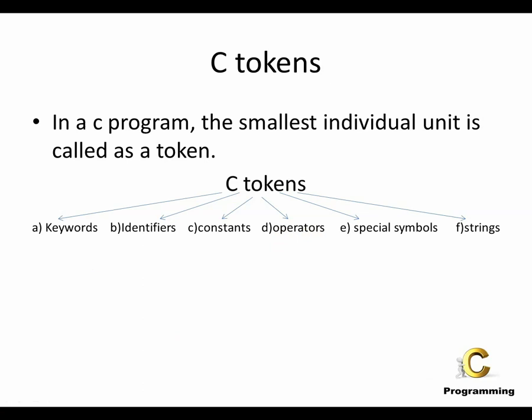C token is nothing but the smallest individual unit in a C program. Okay, and there are various types of C tokens. For example, keywords, identifiers, constants, operators, special symbols, strings. And in today's class, we will be focusing on the operators C tokens. So we will learn about the operator C token.